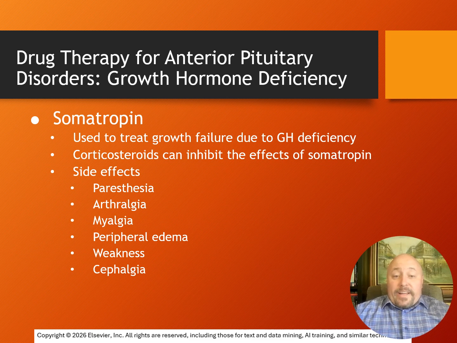Drug therapy for anterior pituitary disorders, specifically growth hormone deficiency. In this case, somatotropin would be used to treat a growth failure, and corticosteroids can be used to inhibit the effects of somatotropin. This would result in side effects such as paresthesia, arthralgia, myalgia, weakness, and cephalgia.